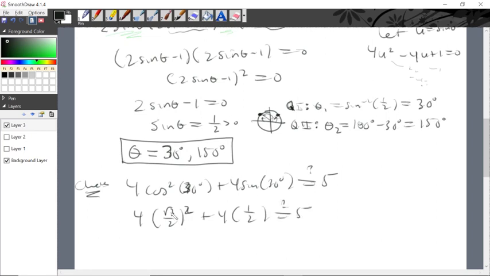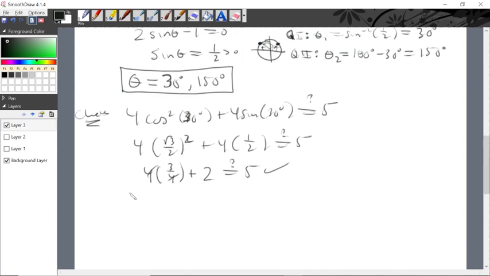Root 3 over 2 squared is 3 over 4. So we have 4 times 3/4 plus 4 times 1/2, which is 2. 4 times 3/4 is equal to 3, and 3 plus 2 does equal 5, so that's true. That's the way you can check it. Now check the 150 degrees: the cosine squared of 150 degrees, and then 4 times the sine of 150 degrees. Does that sum equal 5? 150 degrees, again, is in quadrant 2.